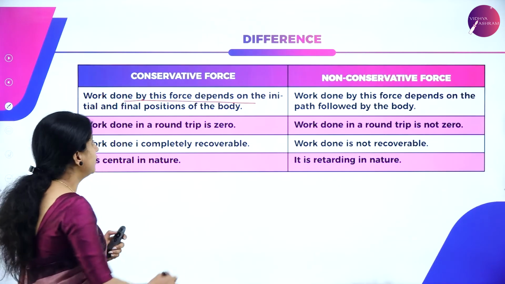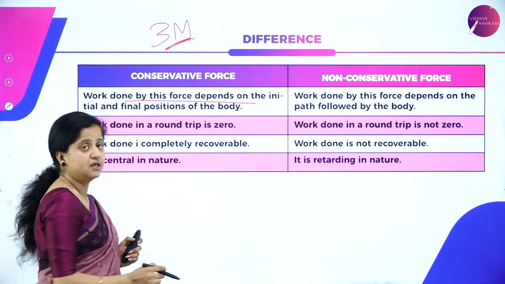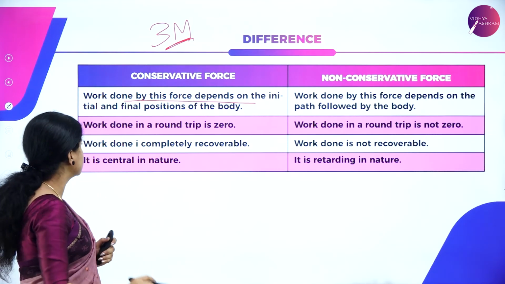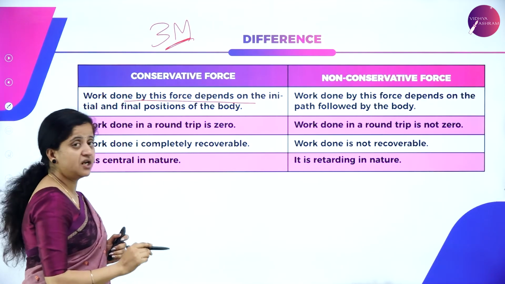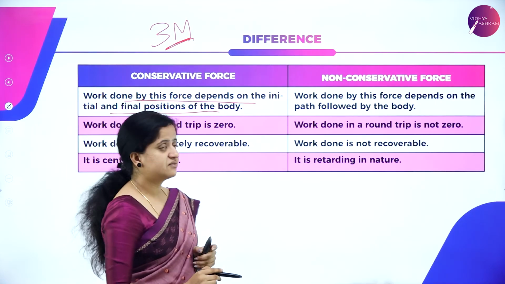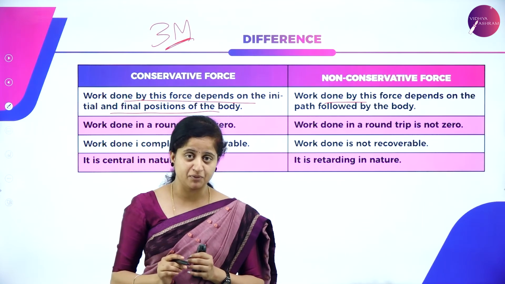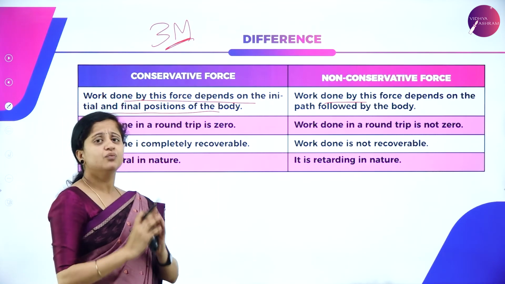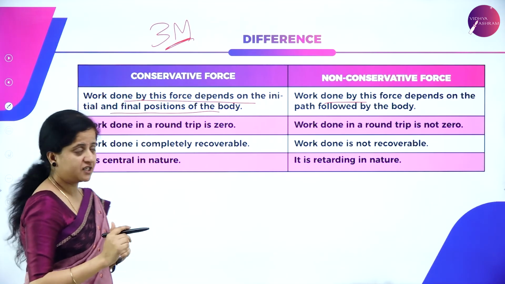So it is very important to know the difference between these two, which will be asked for 3 marks. So let us now write the differences between conservative and non-conservative force. Conservative force is where the work done by the force depends only on the initial and final positions of the body, but in the case of non-conservative force, the work done depends on the path followed by the body. When the work done depends on the path followed between the initial and final positions, we say it is a non-conservative force.